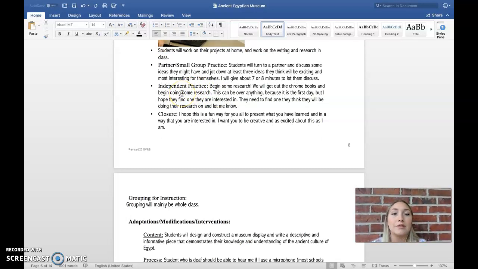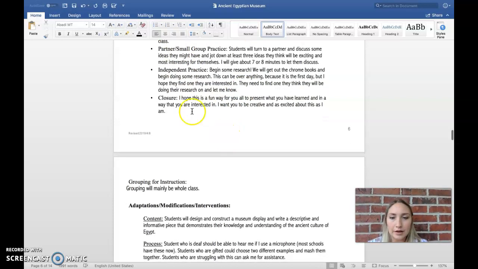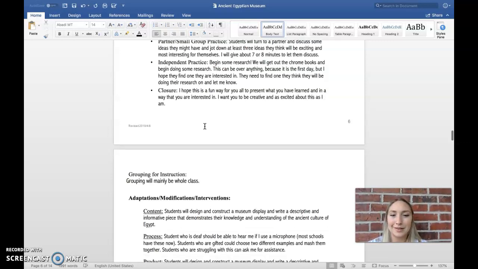So this is where they're going to take those 3 ideas, do a little bit of research, and then figure out which one they like best. And then closure, I'm going to just tell them, I hope this was a fun way for you all to represent what you have learned and in a way that you are interested in. I want you to be creative and as excited about this as I am.